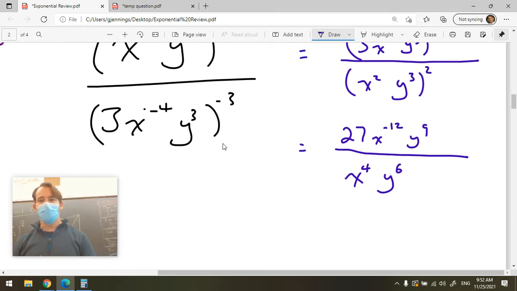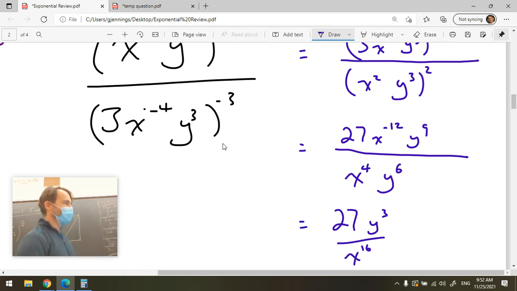So now I can do all of my other simplification. This x to the negative 12, it's x to the negative 12 subtract 4. So that's x to the negative 16. But I want to write this with a positive exponent. So I could say 27 stays on the top. Y to the 9 over y to the 6 is y to the 9 minus 6. That's y to the 3, divided by x to the 16. So negative 12 subtract 4 is x to the negative 16, flip it down to the bottom, x to the 16.